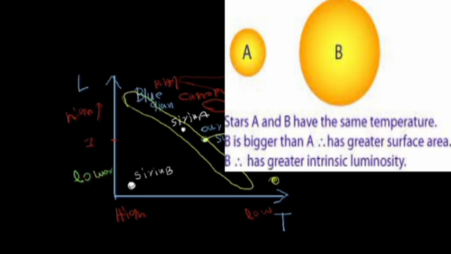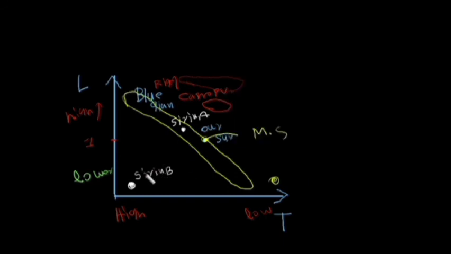This is all you need to know. Just remember Sirius B as a white dwarf, Sirius A as a main sequence star, and Canopus as a red supergiant. That's all you need to know about the Hertzsprung-Russell diagram.